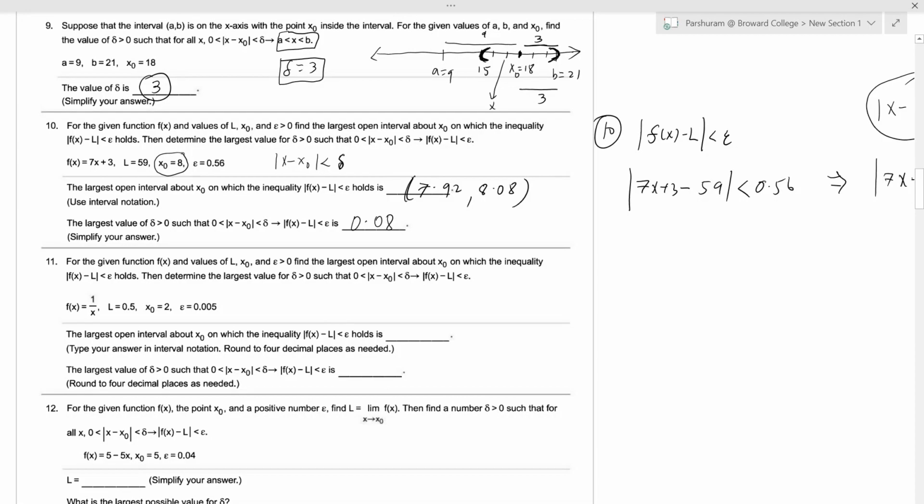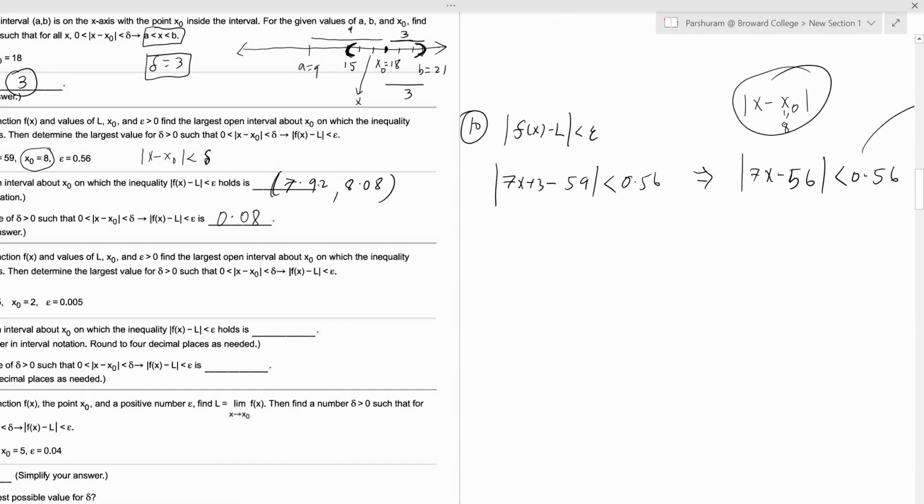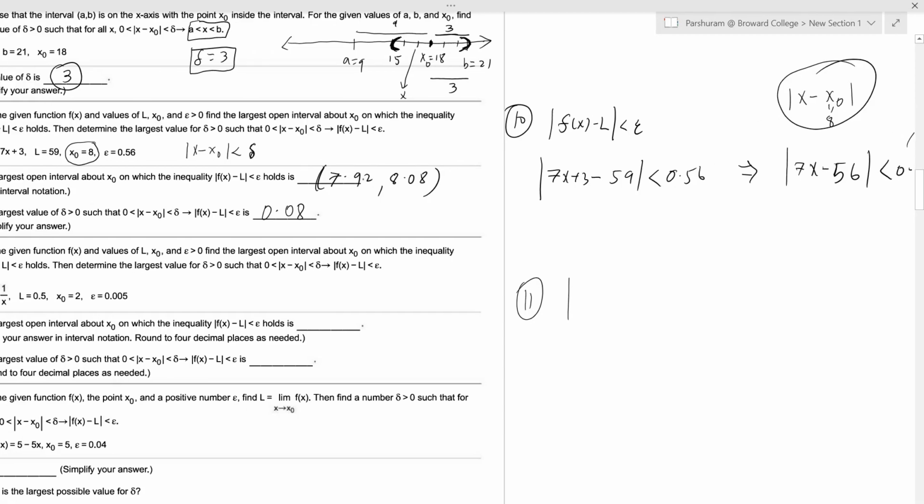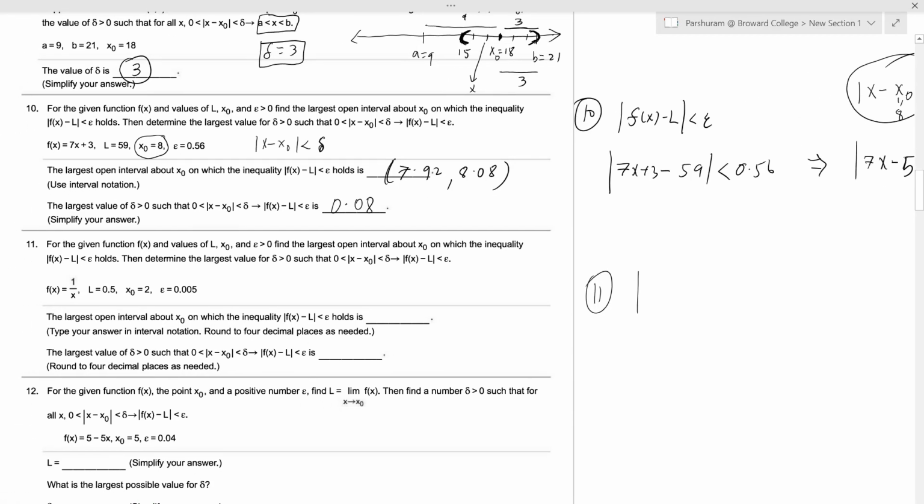Problems 10 and 11 are very similar. For 11, the function f of x is given, which is 1 over x. L is given, which is 0.5, and the difference is less than epsilon, which is 0.005. Don't forget that we use this expression and try to find the range of x minus x0, which is x minus 2.